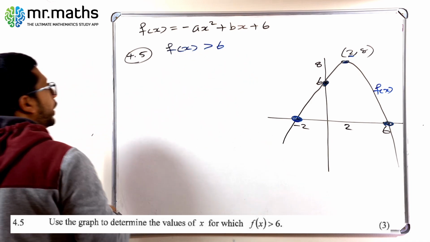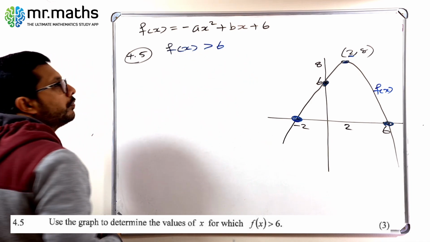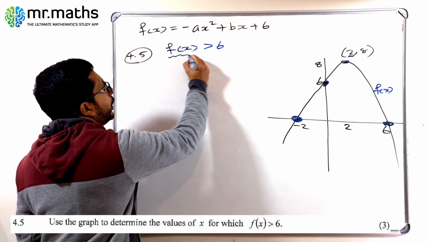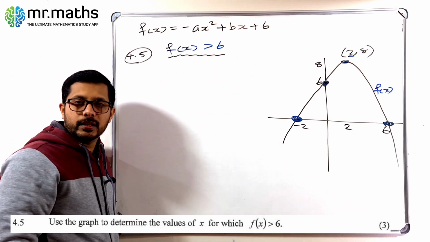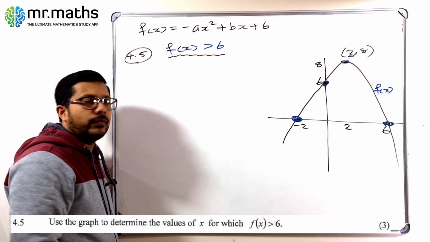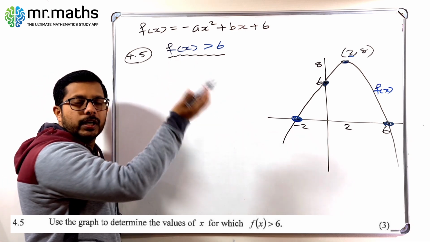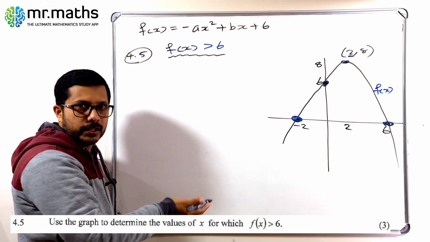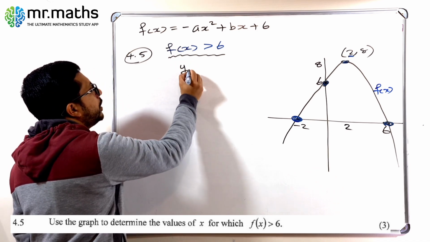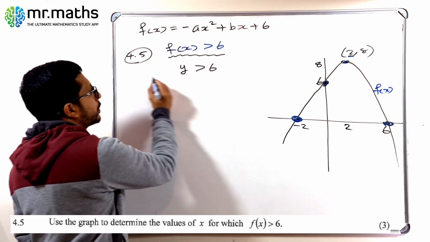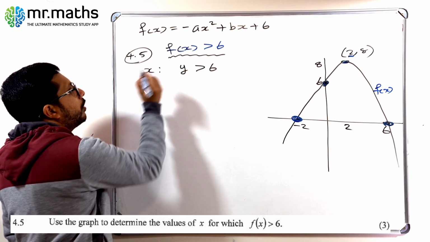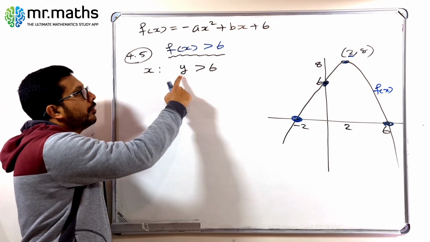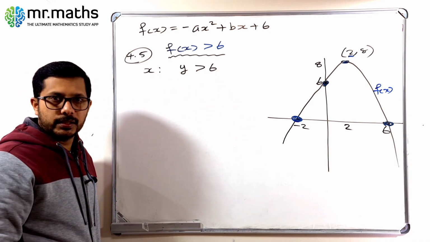You have to find the values of x, and what is the condition? f of x is greater than 6. What is the meaning of this f of x? How can we write f of x? You know that f of x is the same as y. So this y is greater than 6. It means you have to find the values of x where y is greater than 6.